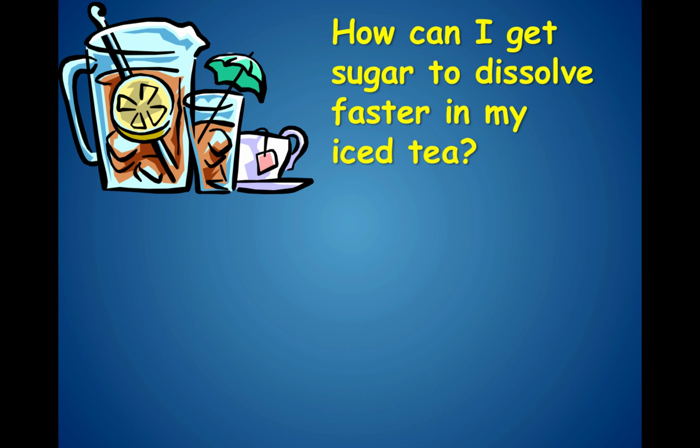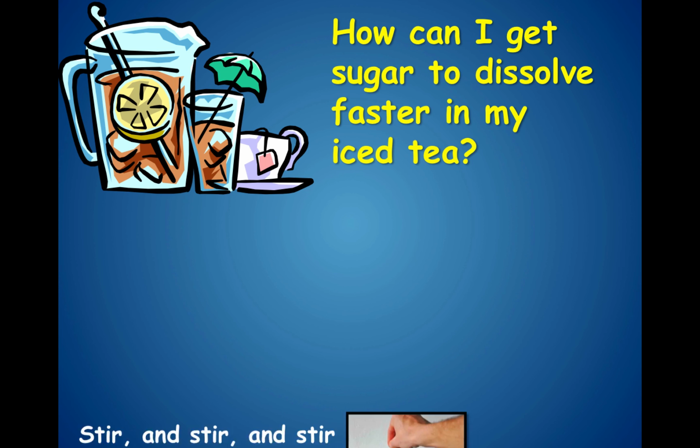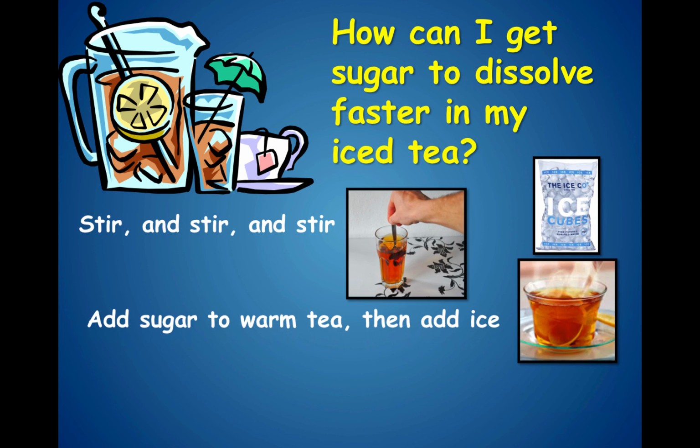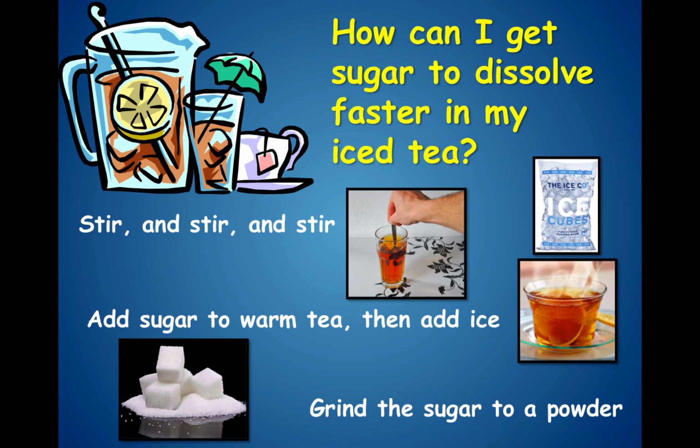Well, let's now see if we can answer this question. How can I get sugar to dissolve faster in my iced tea? Well, probably you would say stir, stir, and stir. Stirring would definitely increase the rate at which sugar dissolves. What about if I added the sugar to warm tea and then after it dissolved, add the ice? And lastly, what about if I grind the sugar cube into a powder?